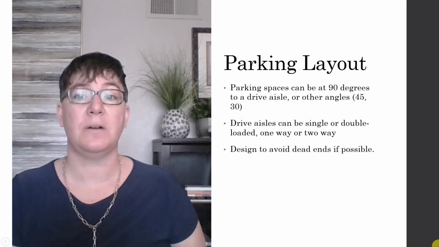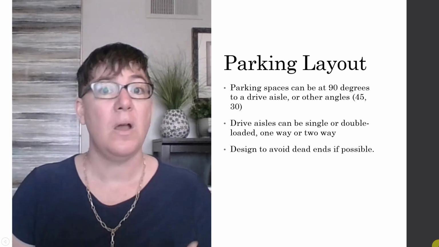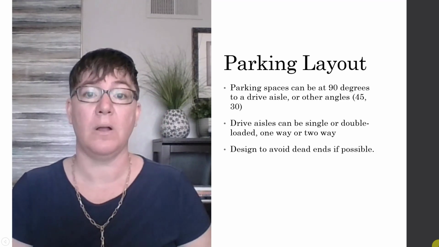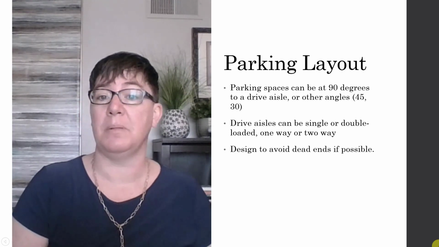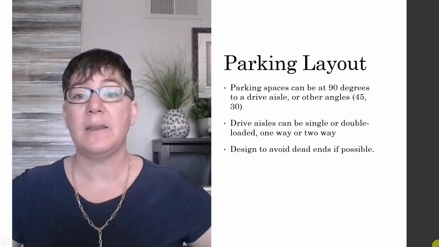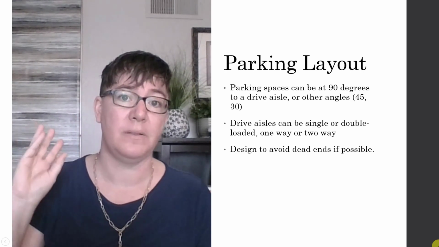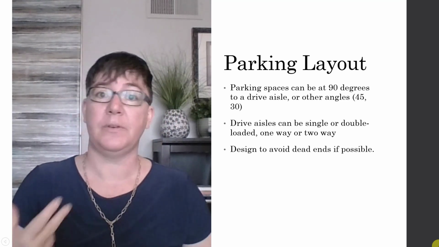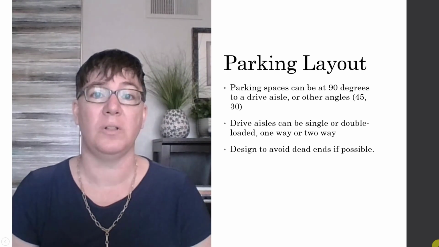Parking spaces in general can be at 90 degrees to a drive aisle, right? Or they can be at other angles, 45, 30, 60 are common. Your drive aisles themselves can be single or double loaded. They can be one-way or two-way. And in general, you need to design to avoid dead ends. You never want someone to have to back up and turn around to get out of your parking lot. In general, you want them to be able to circle around if needed.